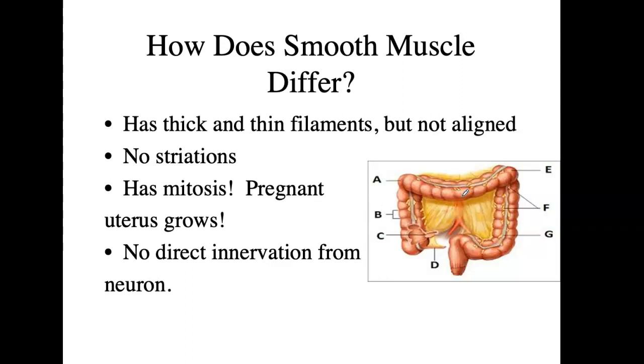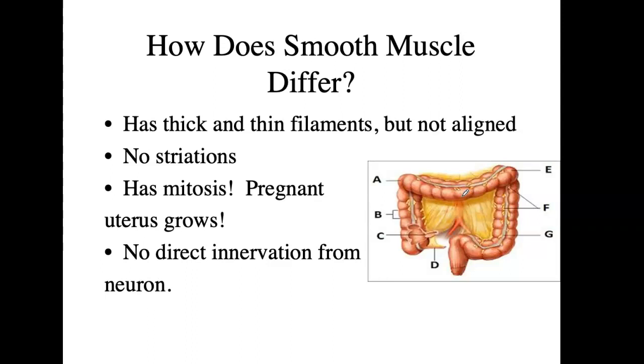The other really big difference about this muscle is that it can reproduce, it can grow. It has mitosis, so it makes more cells. So it makes sense in the uterus where it has to grow. The pregnant uterus is going to grow and it's going to make more cells. And that doesn't happen in skeletal muscle.